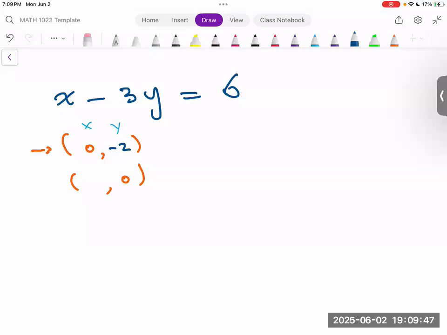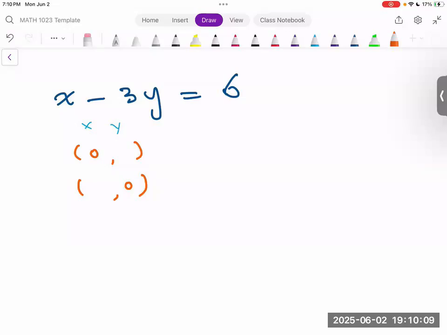So let me do the steps again, right? I did not know which was which. I don't really focus on which one I'm going to do. I just know that one of them is going to be 0 and the other one is going to be 0 here, since one is the x-intercept and the other is the y-intercept.